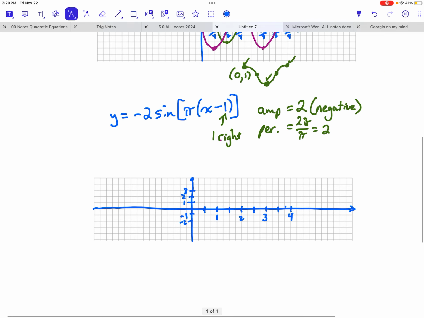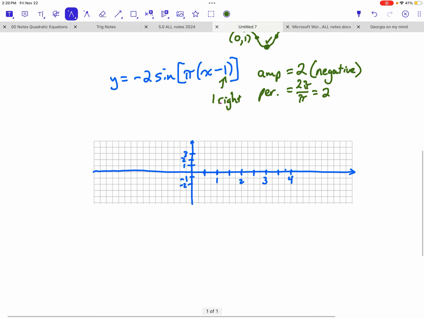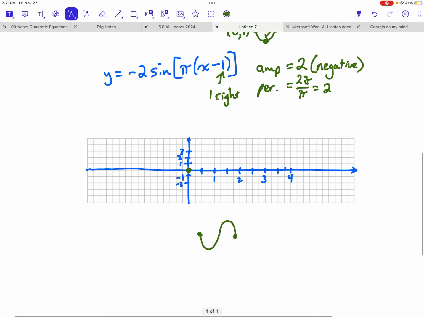All right. So the stretch version of this one. So the stretch version, it's sine. So sine goes like this and this, like that, right? However, it's negative, which means that everything just reversed. So it still starts in the middle, but now it goes down rather than up. So it's going to start at 0, 0. Amplitude is 2. And the period is 2.